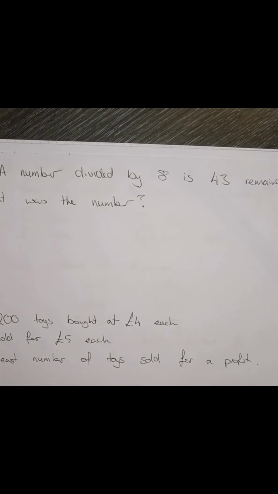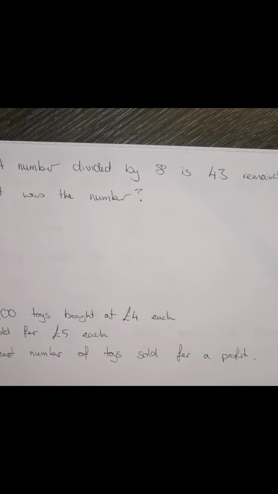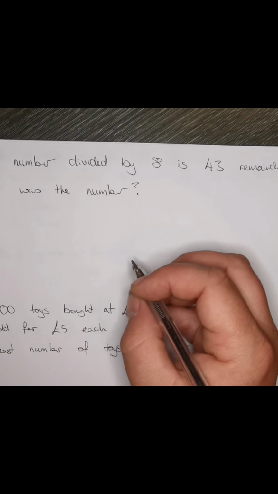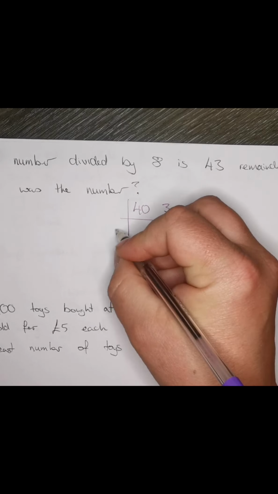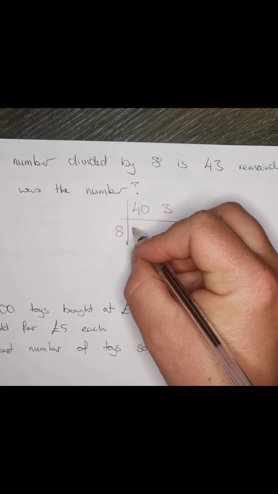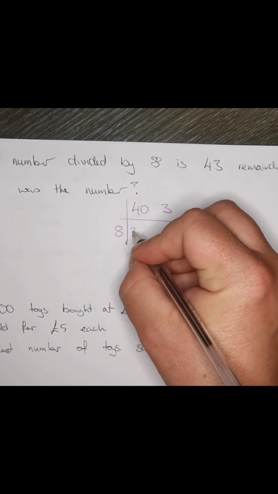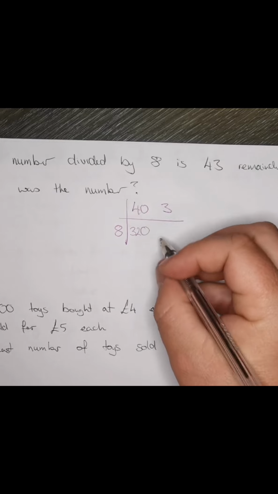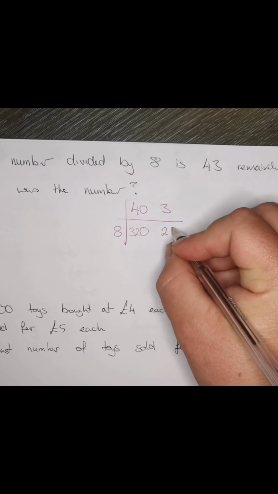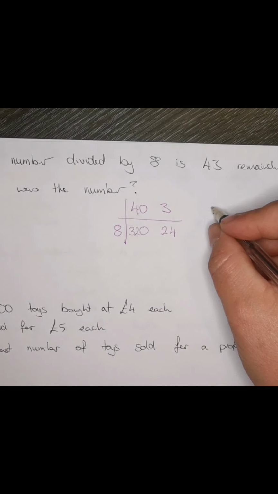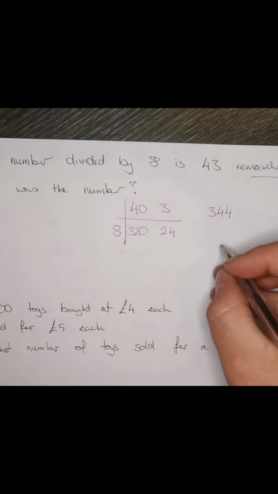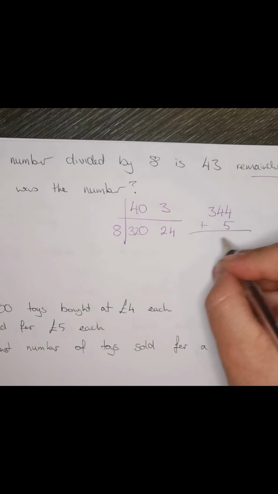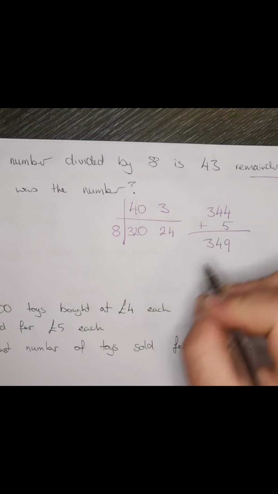Right, a number divided by 8 is 43 with a remainder of 5. What is the number? Okay, so the first thing I would have done is 8 times 43. So I'll maybe set that out in my grid method. 43 times 8, 8 times 40 is 320, and 8 times 3 is 24. Add those together. So I'm at 344. We did have a remainder of 5, so I'm just going to add that on. 349.